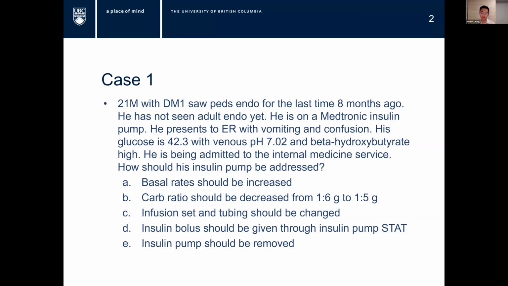How should his insulin pump be addressed? Should we increase his basal rates? Should we change his carb ratios from 6 grams to 5 grams? Should the infusion set and tubing be changed? Should we give him an insulin bolus through the insulin pump stat, or should we remove the insulin pump? So think about that for a moment. You can pause this video and go through this case a little bit. We'll review the thought process in this particular case at the end of the video.